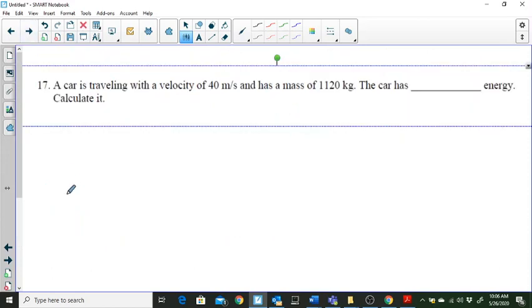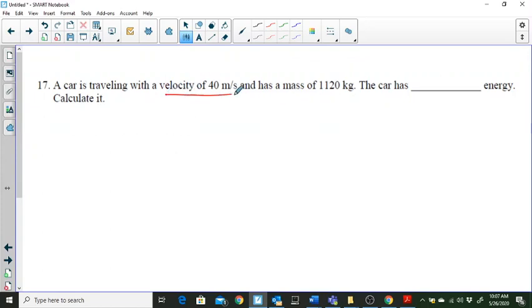Excellent. Let's go on. A car is traveling with a velocity of 40 meters per second, and has a mass of 1,120 kilograms. The car has what type of energy? Well, it's a car. It must be going up. No, there's no hill. It's moving. So this is going to be kinetic energy.